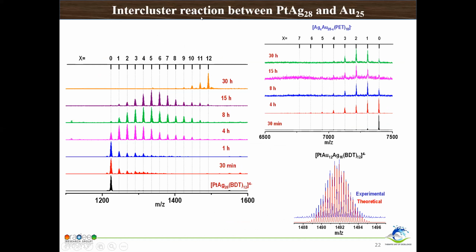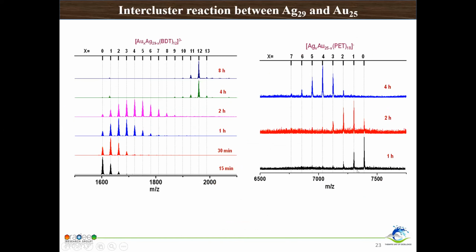Similarly, we can see a similar kind of reaction between platinum Ag28 and Au25 nanocluster to form the stable trimetallic platinum Au12 Ag16 nanocluster. So to understand the reaction mechanism, we thoroughly did the reaction between Ag29 and Au25 nanoclusters. Here we have observed that, similar to palladium and platinum, only 12 gold doping was observed.